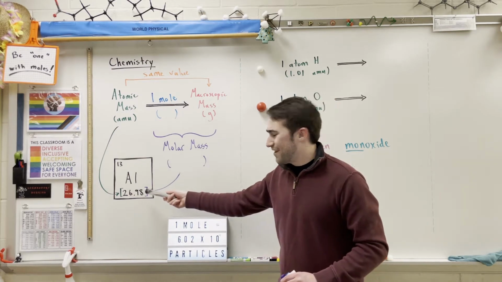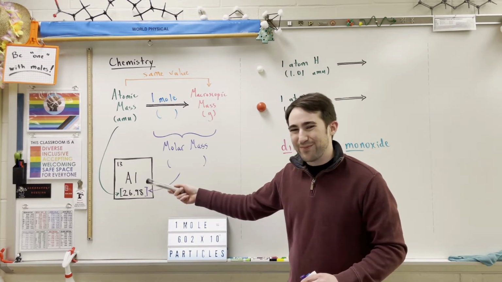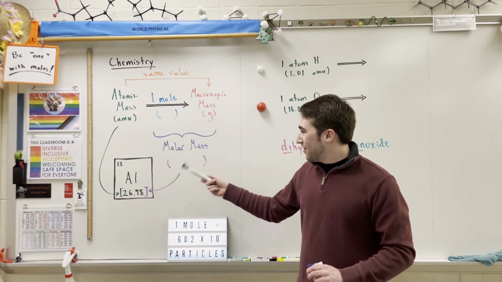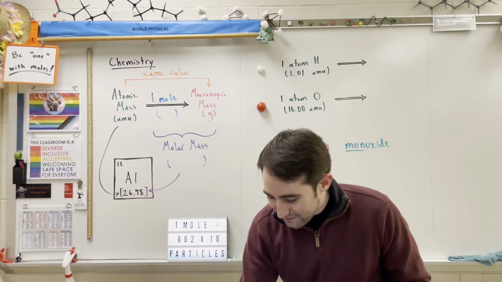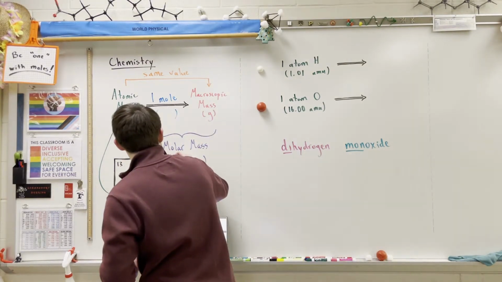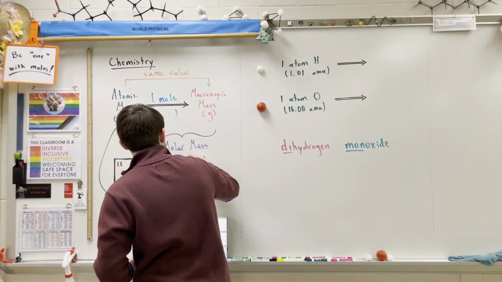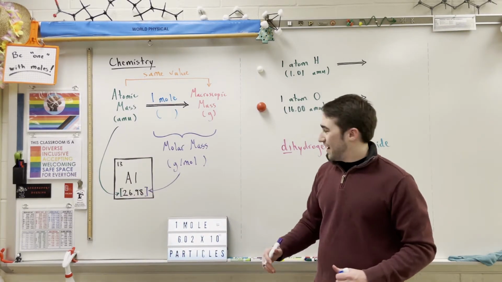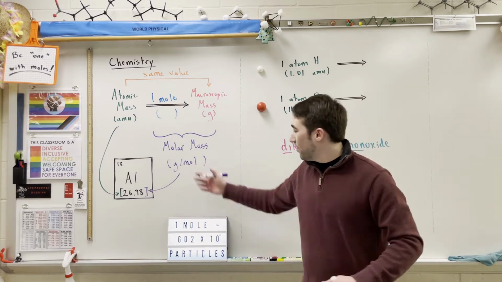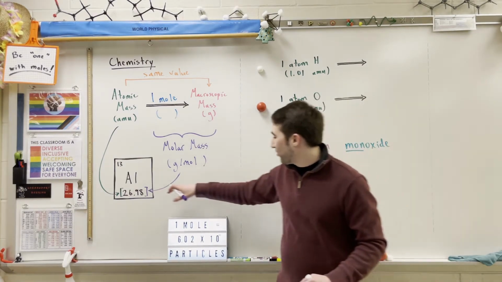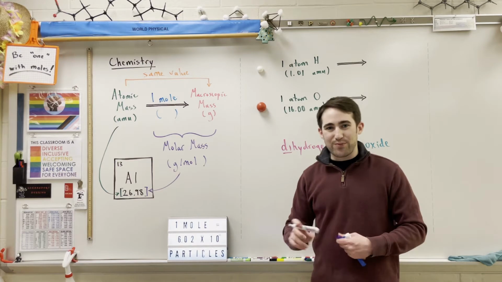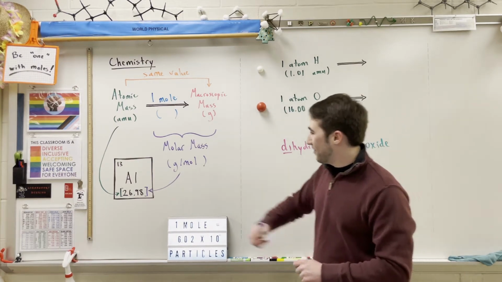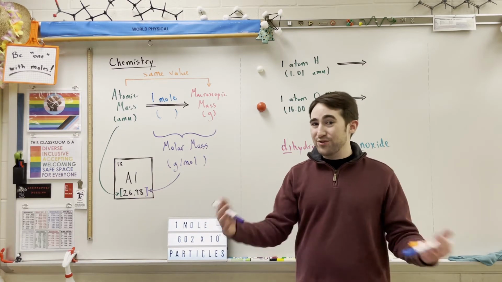So this number at the bottom of the block for an element is not just the average atomic mass, it's also the molar mass. Same thing. So instead of measuring it with a unit of AMU, it comes out as how many grams there are per mole of that stuff. Aluminum has a molar mass of 26.98 grams per mole. It's kind of like that number is doing double duty. It works both ways, whether we're dealing with single atoms or up to moles of stuff.